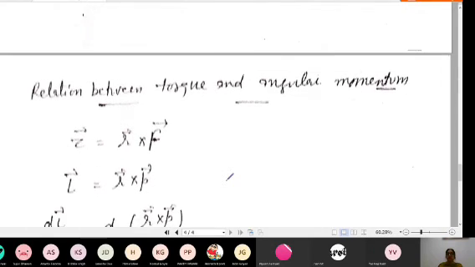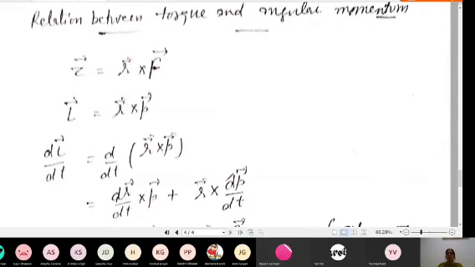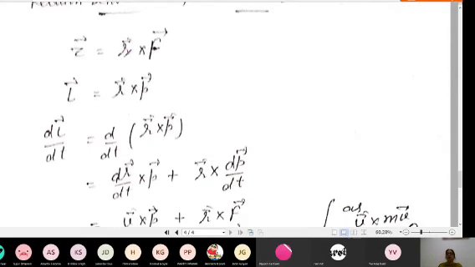Very important for you is to find the relation between the torque and angular momentum. Torque, as we have said, is given by r cross F. Angular momentum L is given by r cross p. So this is simply to verify. If you find dL by dt, it means the derivative of the first with the second as it is, plus the derivative of the second with the first as it is. That is the formula. So I will write it as dr by dt cross p plus, first as it is, r cross dp by dt.